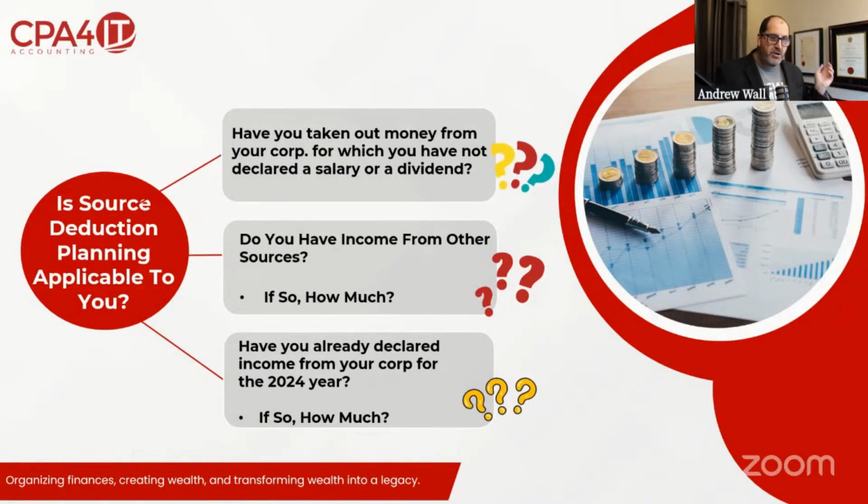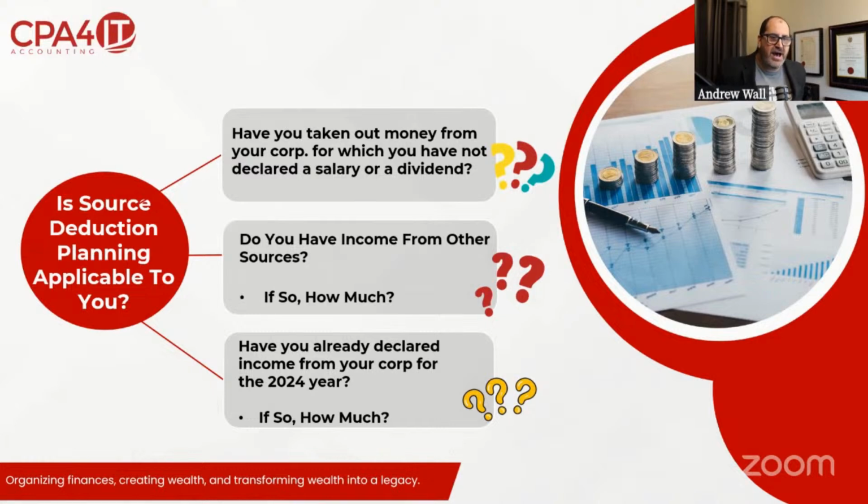Now, even if your company earned income during this calendar year and you withdrew money from this calendar year, that doesn't mean you have to declare salary from your corporation, because the salary that you declare from your corporation can be declared anytime throughout your fiscal year end, and up to 6 months after your year end.